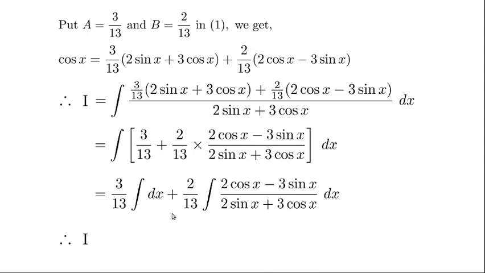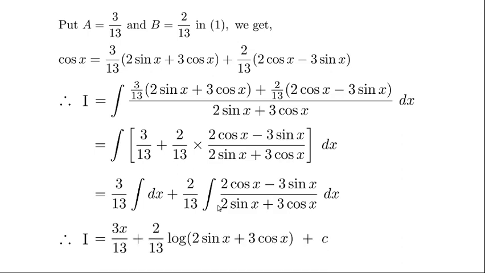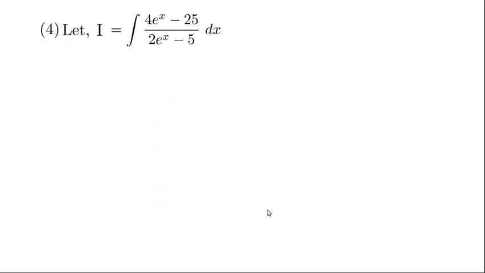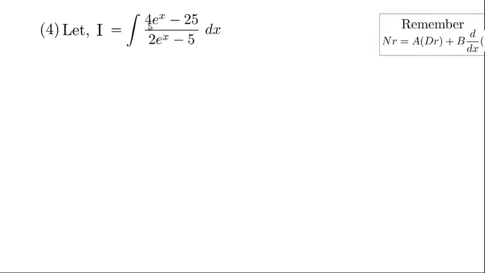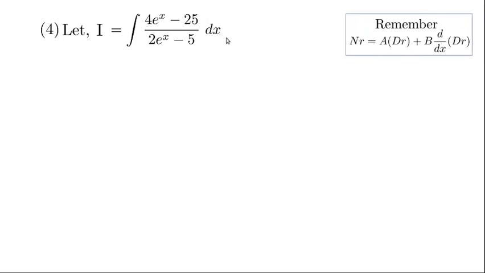So we get I equal to integration of dx is x, therefore it becomes 3x upon 13 plus 2 by 13 times log of this denominator. And again this is because of the rule integration of f dash of x upon f of x dx is log f x plus c. So again we make use of the same rule here. It is in the same format.